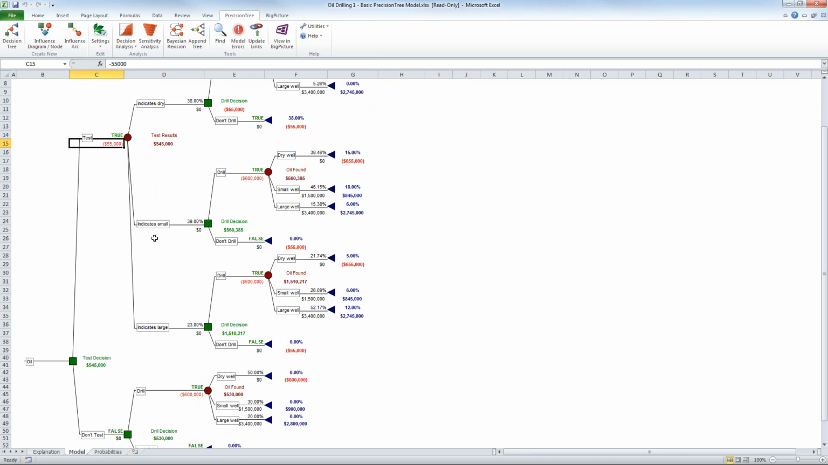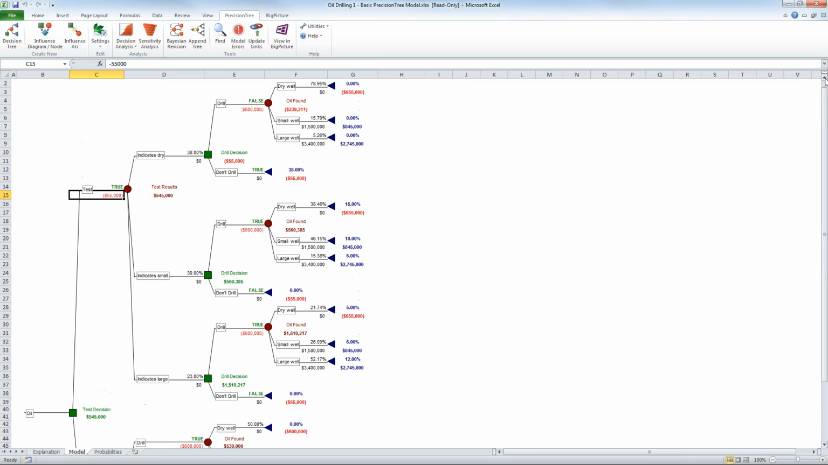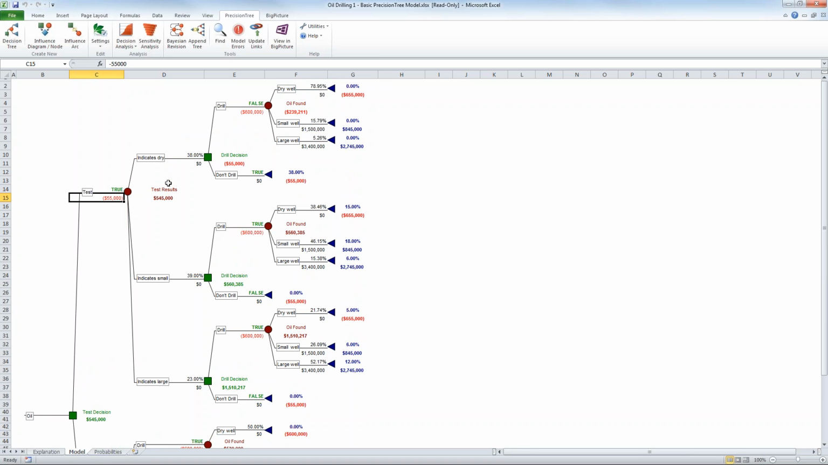The payoff from a dry well is 0, obviously. So you see, you can scroll up here. So the payoff from a dry well is $0. The payoff from a small well is $1,500. So you can see this here. So dry, 1,500,000 or 3,400,000. Okay. So there is the probability here as to whether or not it's going to indicate that it's a large well, small well, dry well.